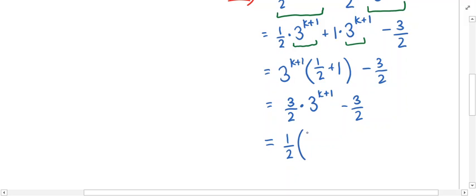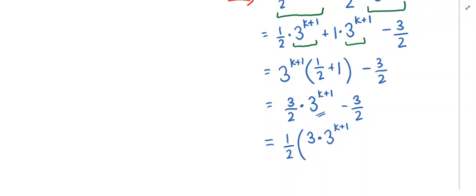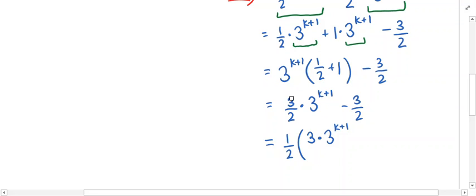If I factor out a 1/2, that's going to leave me with 3 times 3 to the k plus 1. Check yourself by distributing back out. The 3 to the k plus 1 is right here. 3 times 1/2 is 3/2. And then I'll have my minus sign. If I factor out a 1/2 from 3/2, that's going to leave me with 3. Again, you can check yourself by distributing.